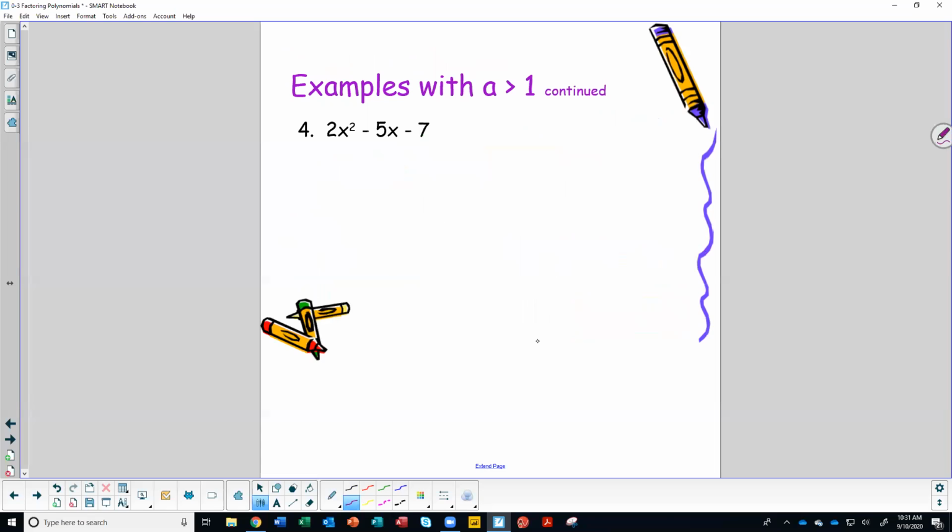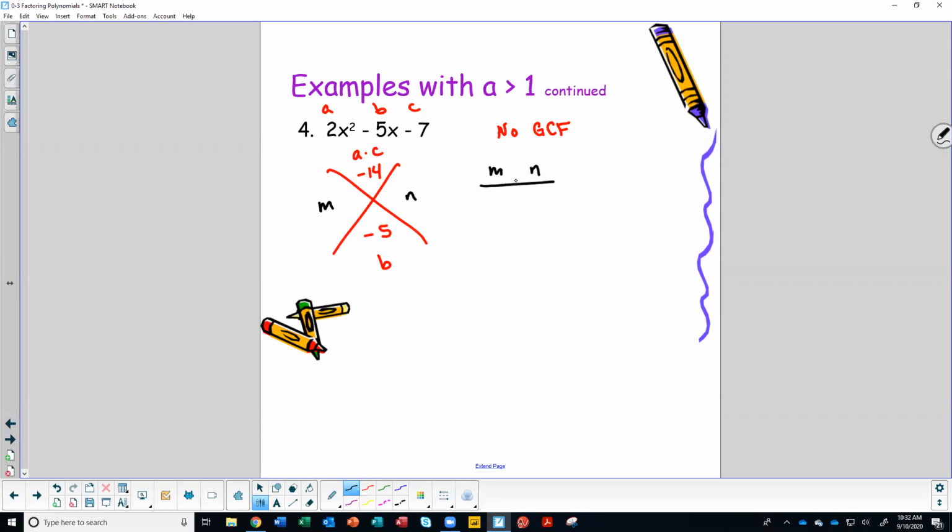I'm going to continue on with this problem here. So again, I'm going to label it out. There's nothing that goes into all 3s. There's no GCF. But I have an A value of 2, a B value of -5, a C value of -7. So I draw my X. I'll do A times C up here. 2 times -7 is -14. And my B value is -5. That's my B.